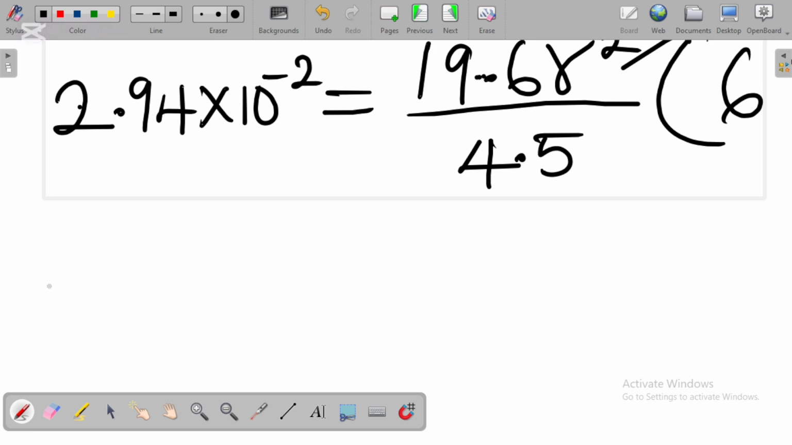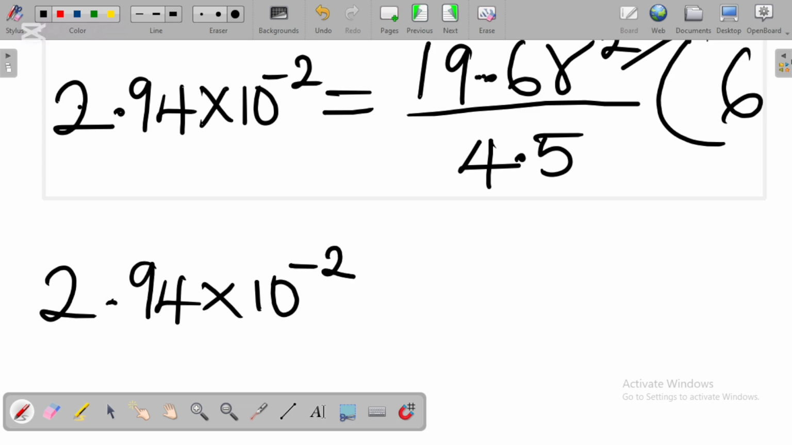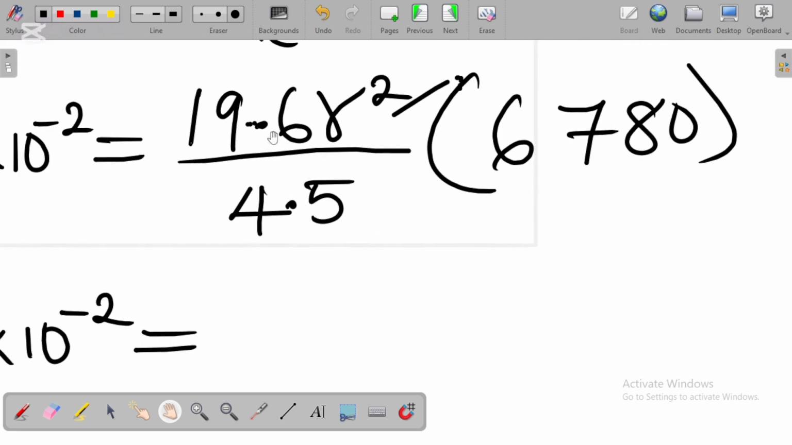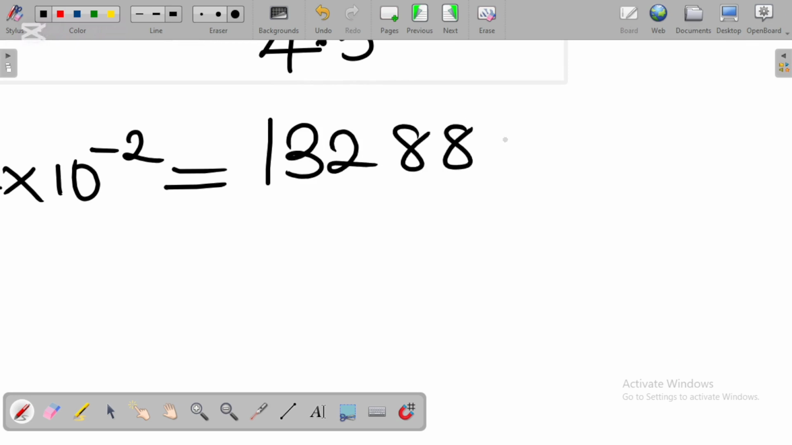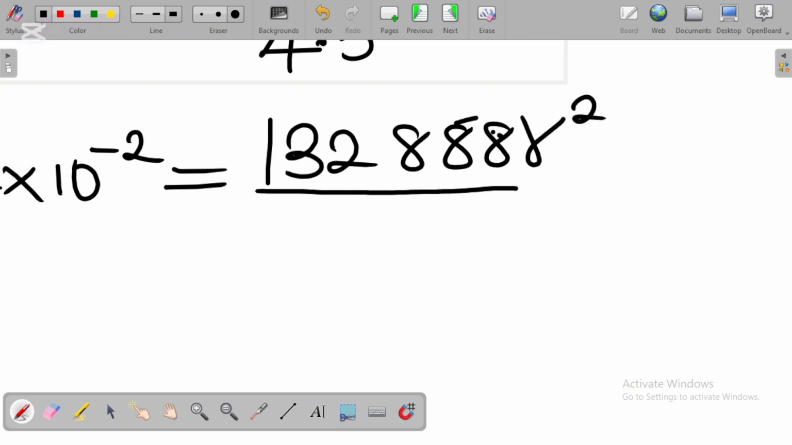All right, so we are going to have 2.94 multiplied by 10 raised to the power negative 2 equal to 19.6 r squared multiplied by 6,780. What will it give? All right, so we are going to have 132,888 and then r raised to the power 2 all over 4.5.